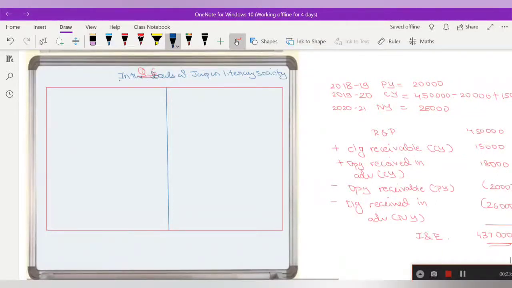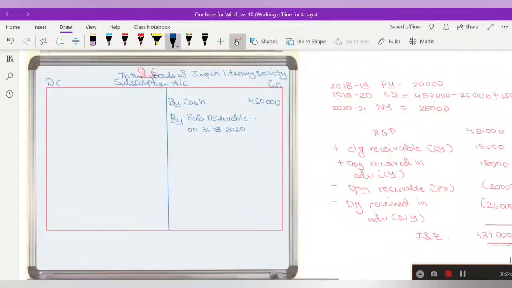And after that we are going to prepare what? Subscription account, right? Debit side and credit side. Then how much subscription is received? By cash received is 4,50,000 as per receipts and payment account, relating to current year outstanding, right? That is subscription receivable on 31st March 2020, that is closing.